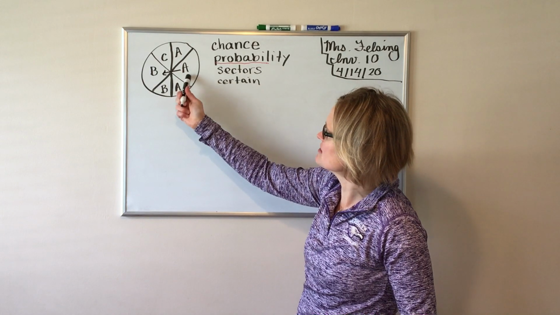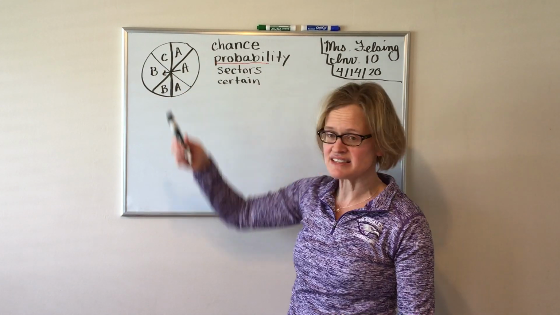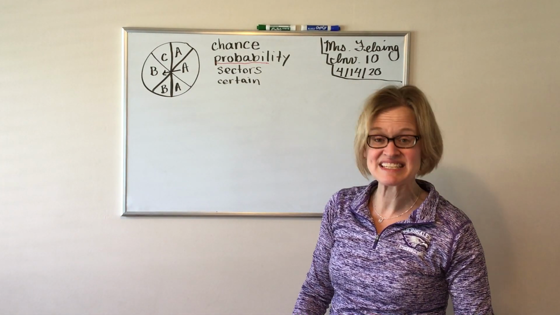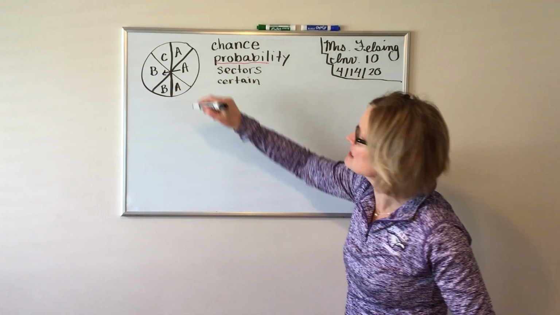I'm going to start on this A. 1, 2, 3, 4, 5, 6. This is the same spinner that's in your book. And they are divided into parts called sectors. That's this thing. So these are all considered sectors.